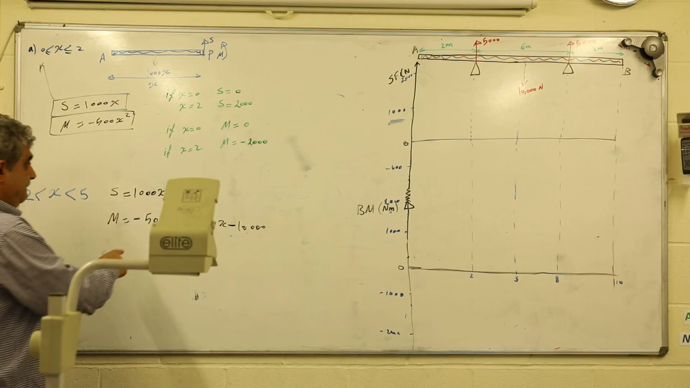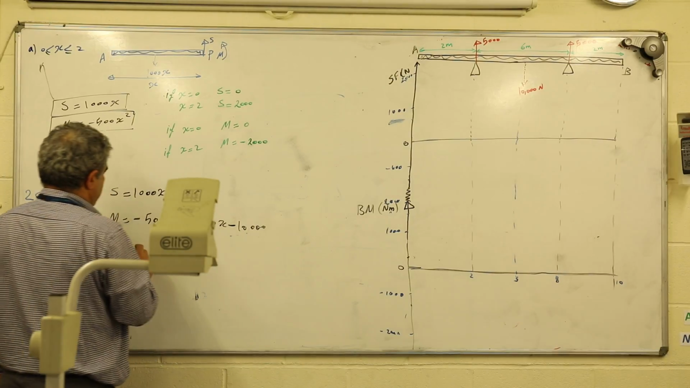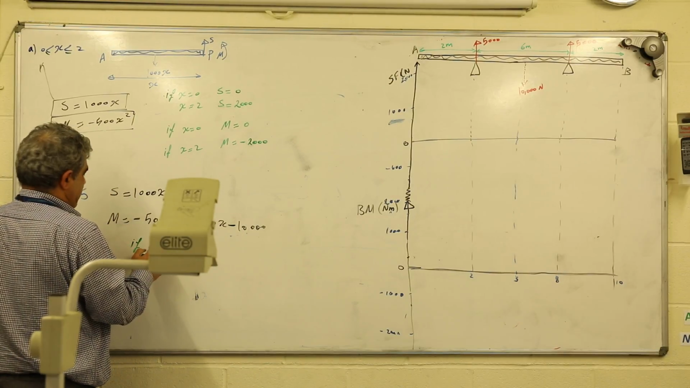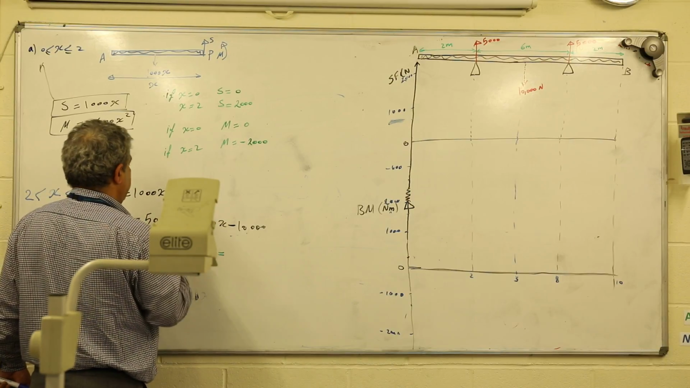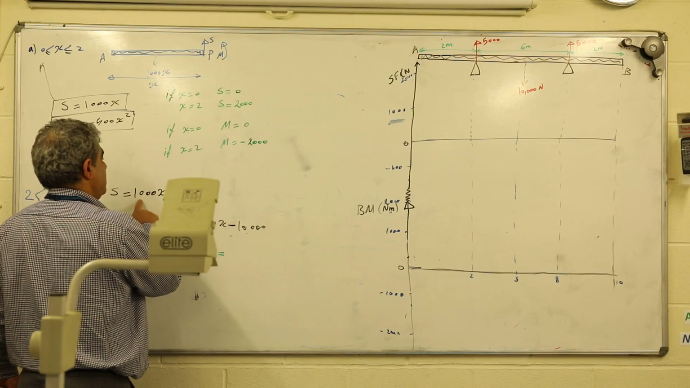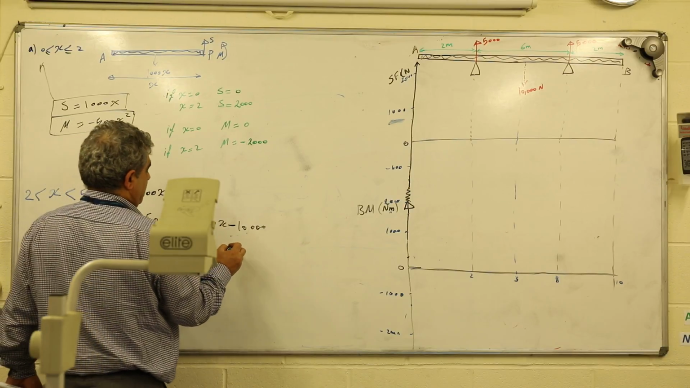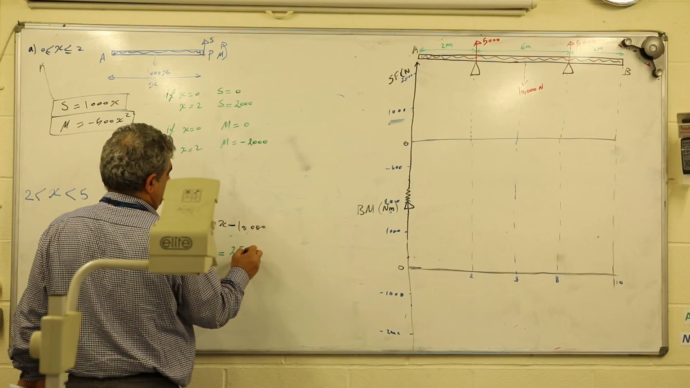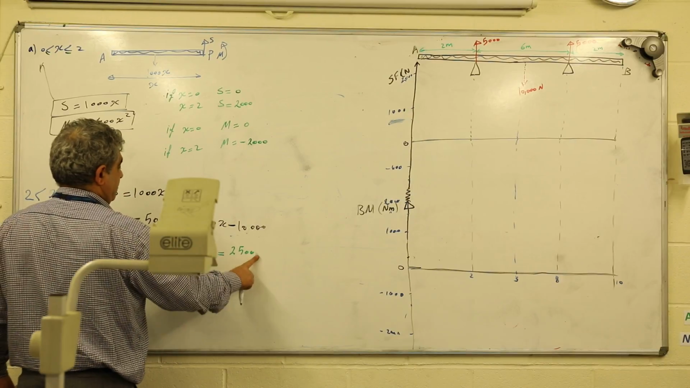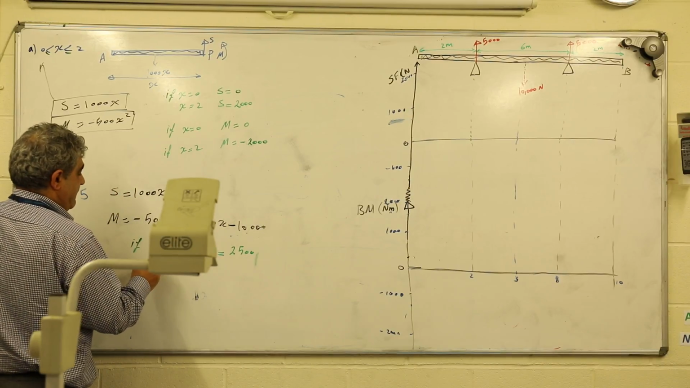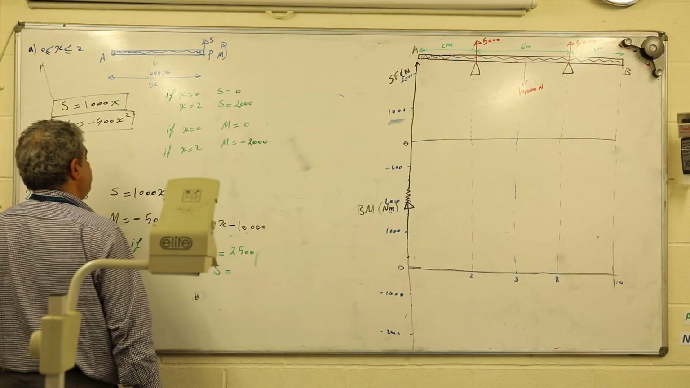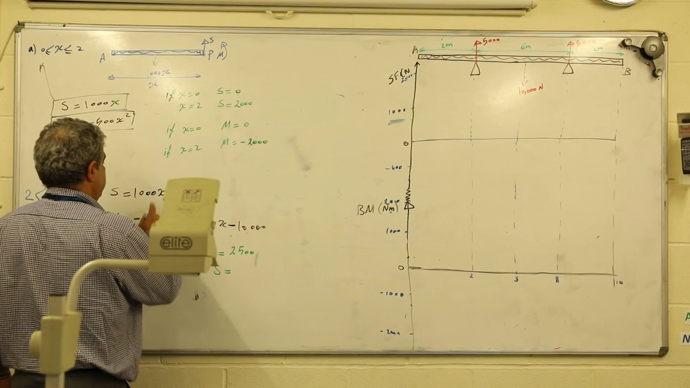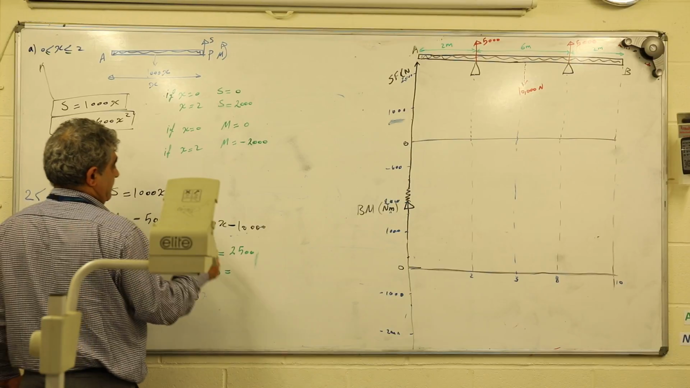Let's do over here. For shear force, if x is equal to 2, s is equal to 2000 plus 500, 2500. If x is equal to 5, s is equal to, sorry, 5500.